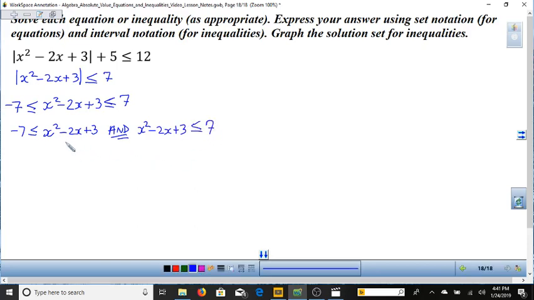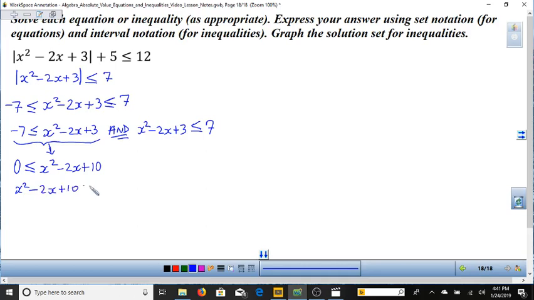So I'm going to start off with the first one here. I have 0 is greater than or equal to x squared minus 2x plus 10. The reason is I add 7 to both sides so that we can get the inequality equal to 0. And then I'm going to find the markers for this inequality by solving the corresponding equation, x squared minus 2x plus 10 is equal to 0.